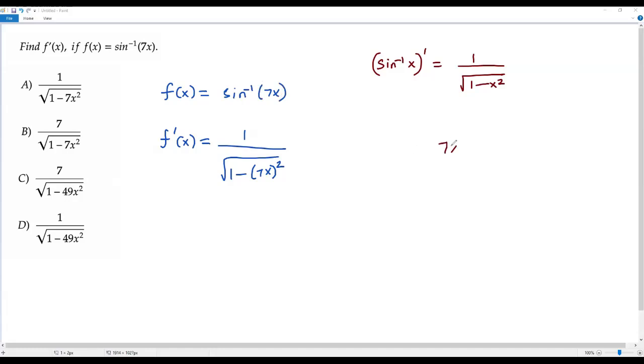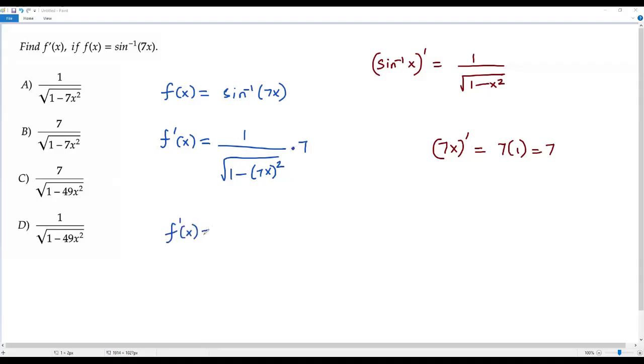Here, when I take the derivative of 7x, this 7 is a constant multiplied by the variable. When finding a derivative, if there is a constant multiplied by the variable, I keep the constant as it is and take the derivative of the variable alone. The derivative of x with respect to x is just 1, so 7 times 1 is 7. So by chain rule, the derivative of 7x just becomes 7. Let me multiply this by 7.